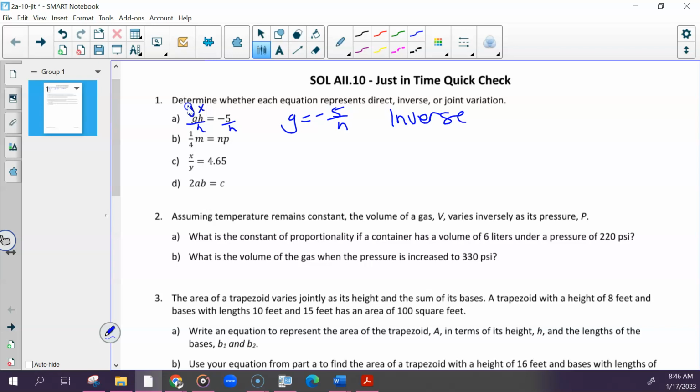I had you skip B because as I was working it out, I wasn't quite sure, so just skip that one. Here we have x and y. We need to get y out from the denominator, so multiply both sides by y. And then solve for y. Because the number is in the denominator, that would be direct. If the variable was in the denominator, then it would be inverse.